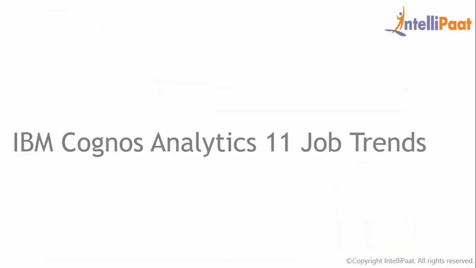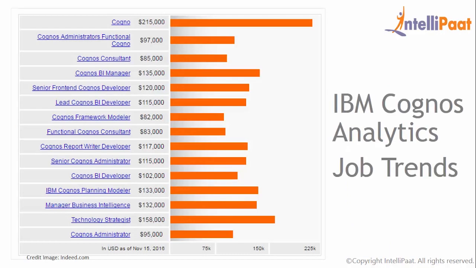Now we'll look at IBM Cognos Analytics 11 job trends. There are a lot of openings coming into this domain. The average salary for IBM Cognos Analytics ranges from approximately $55,511 per year for a management associate to $90,337 per year for a business intelligence developer.